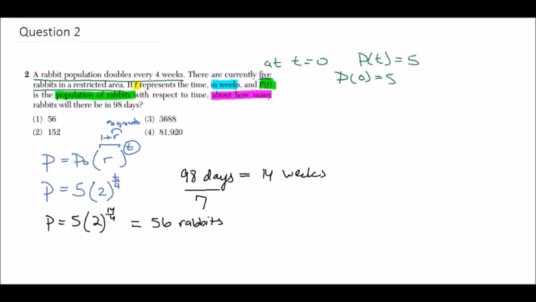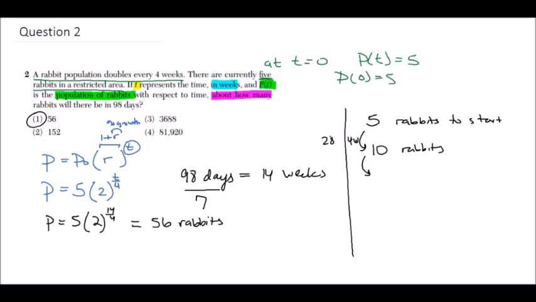Now, let's say again that we have forgotten this, or we may not have necessarily realized how to set this equation up properly, or we put 1 plus r, which would give us a significantly higher value. We can verify this in another way. So let's think about this. We have 5 rabbits to start. In 4 weeks, it would double. So we would have 10 rabbits.